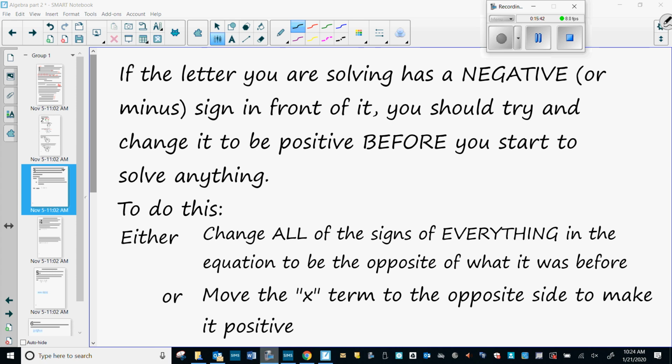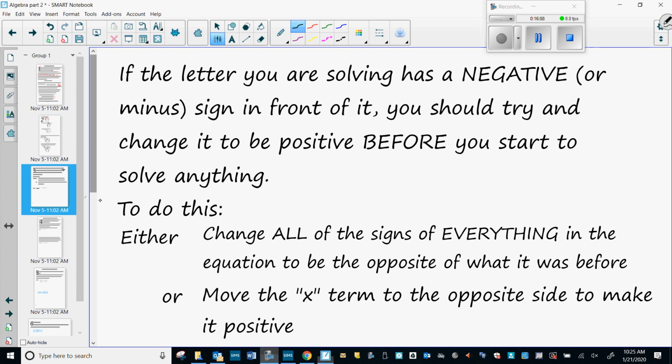Alright, if the letter you're solving has a negative or minus sign in front of it, you should try and change it to be positive before you start to solve it. Now, this is the way that I'm suggesting that you do these. It's not the only way of doing it, but it's something that I have found is a little bit easier, because sometimes people just lose a negative.